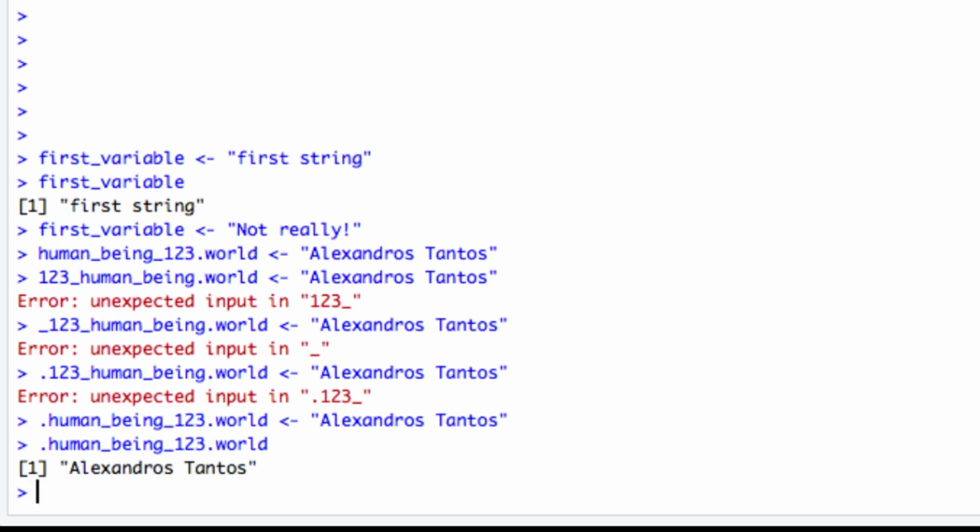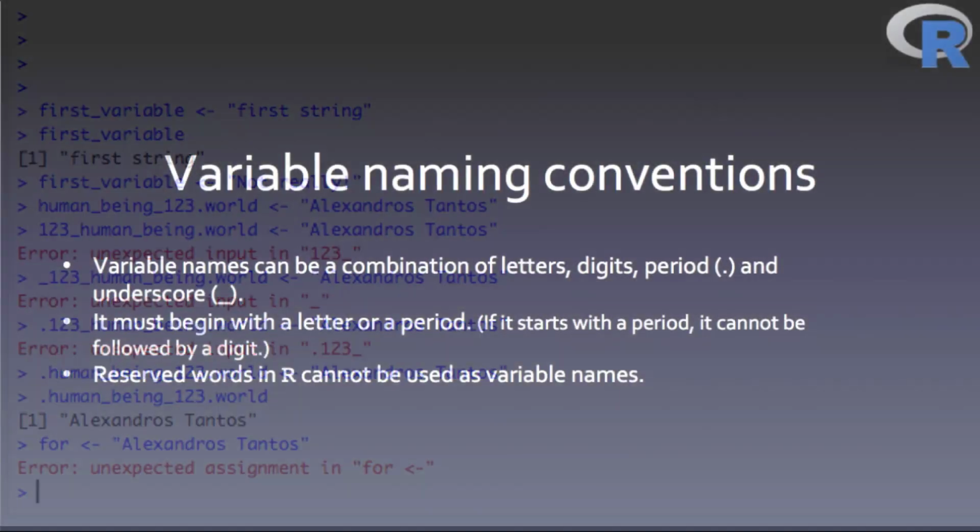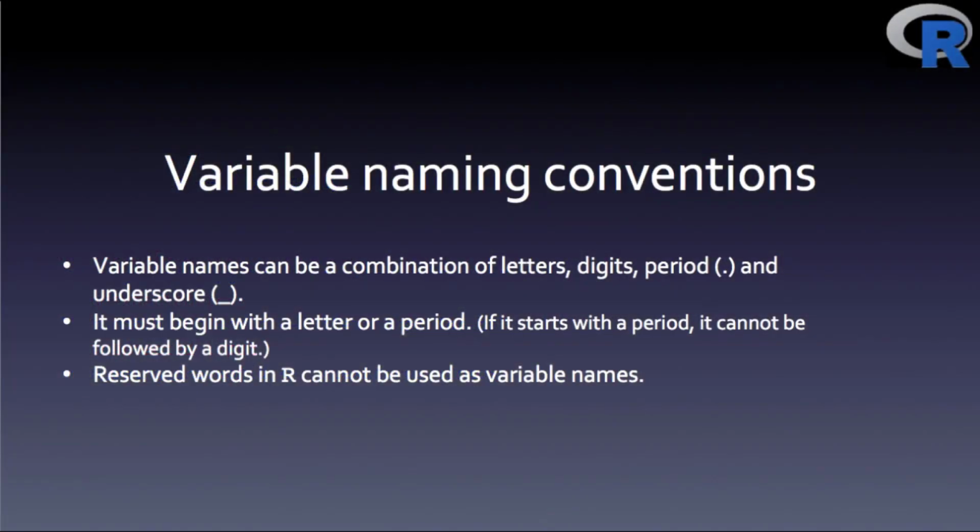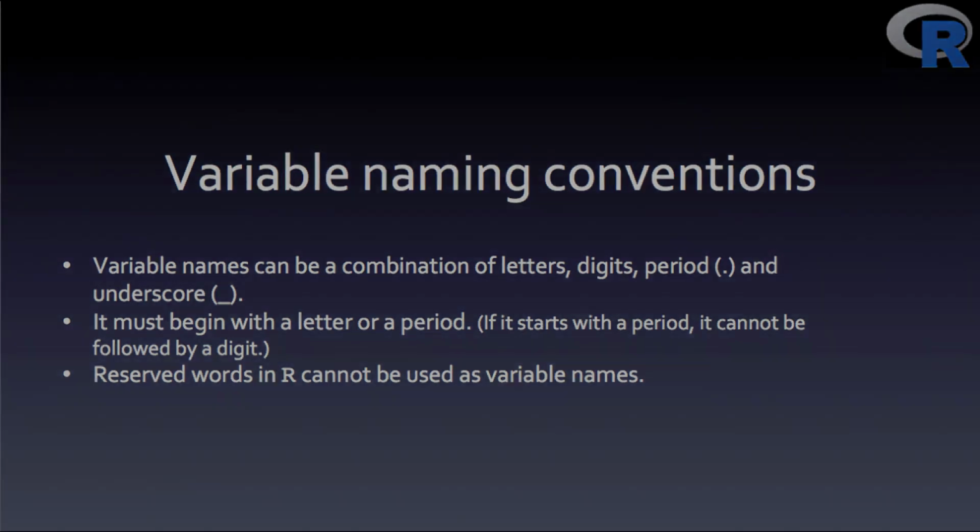Lastly, I cannot use reserved words in R to name a variable. Reserved words are keywords in R that have a special meaning. For instance, I could not use the word for as a variable name. For is a keyword especially reserved for starting a for loop, as you will see in later tutorials. Summing up on the naming conventions, variable names can be a combination of letters, digits, period, and underscore. It must begin with a letter or a period. If it starts with a period, it cannot be followed by a digit. And reserved words in R cannot be used as variable names.